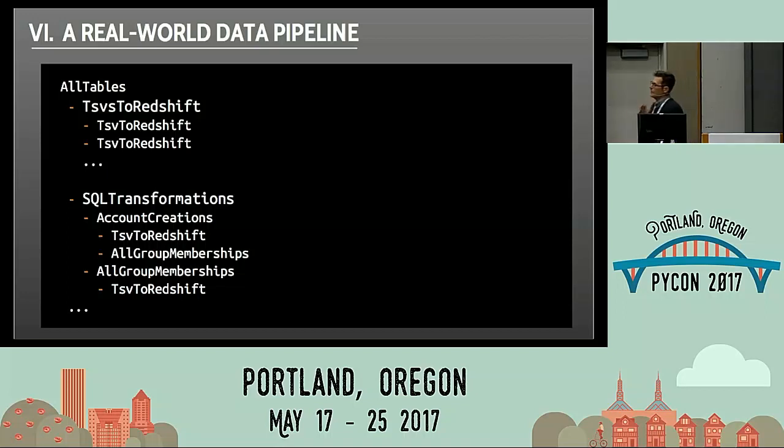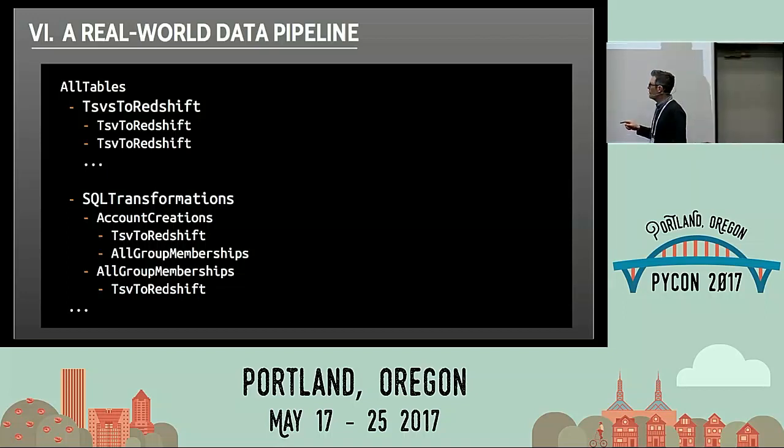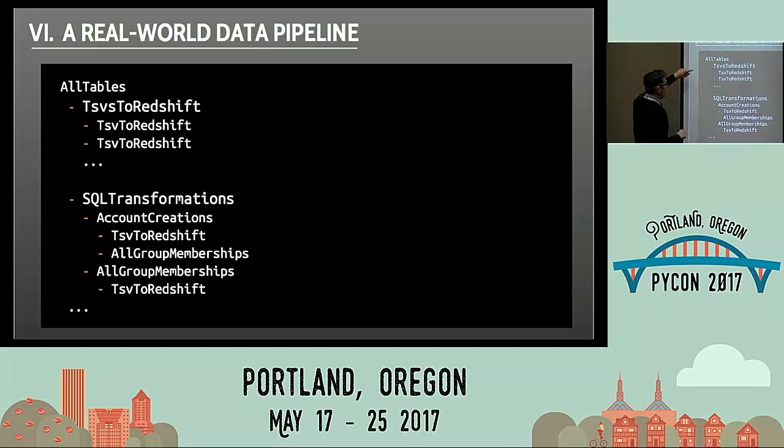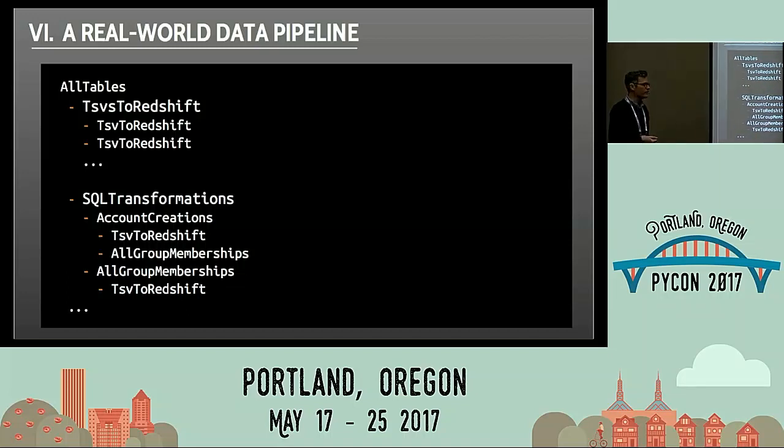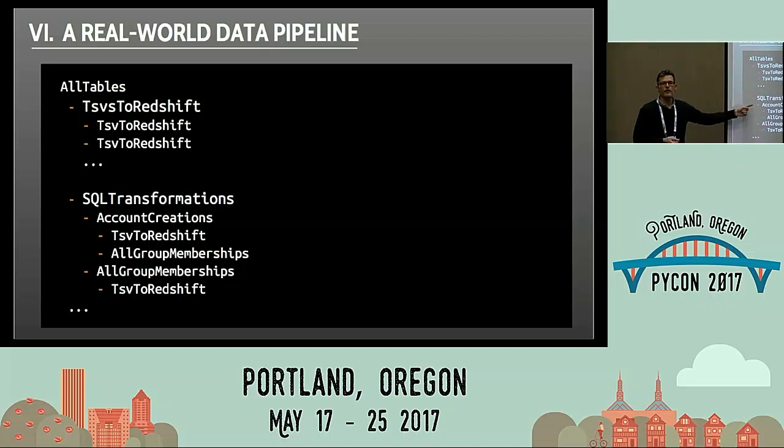All right, so going back and looking at that from a big picture again, I'm running all tables that has two parts, TSVs to Redshift and SQL transformations. This is just a list of all the tables I want to put into the database. This is a series of transformations, and each one of those might have its own requirements and so on, and each one of those is going to have a SQL query associated with it. Any questions about this section?